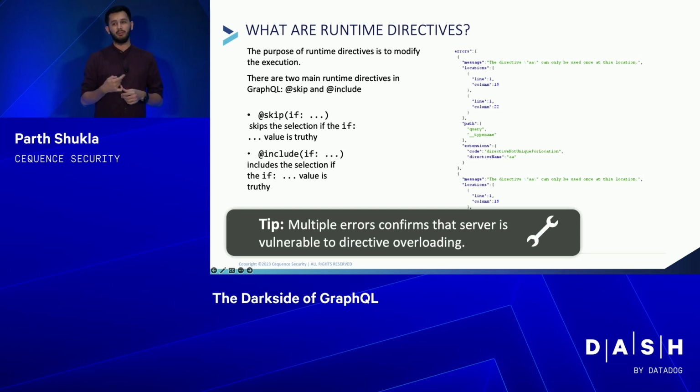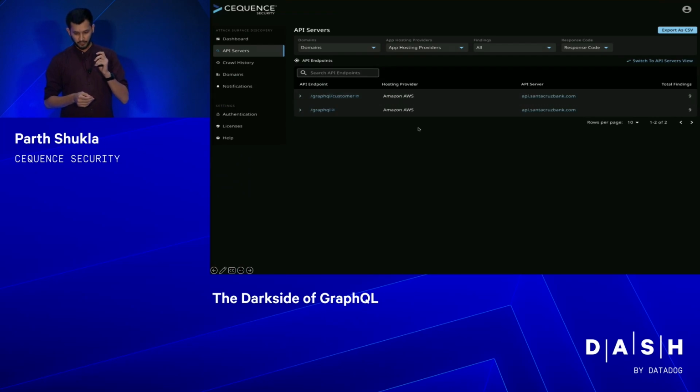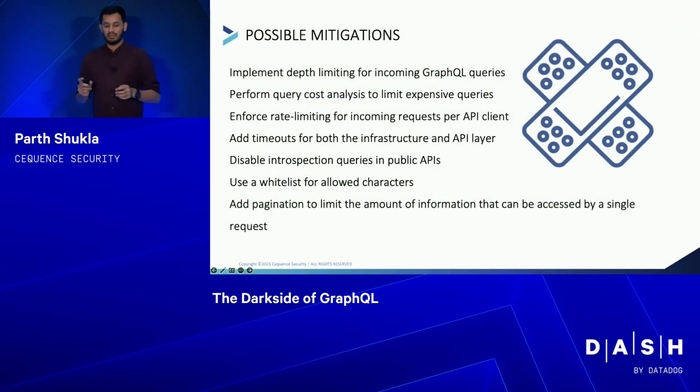So what could be the possible mitigations of all these attacks? Does anyone have any idea? You can't do rate limiting, because that's out of the question. What else can you do to block this kind of attack in your GraphQL server? Anyone? Limit the number of? Yes, that's a good point, and that's what we are going to discuss. Depth limiting, that's the exact thing you told. Depth limiting of incoming GraphQL queries.